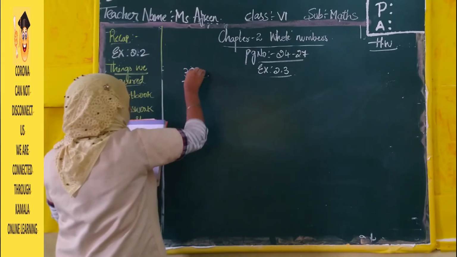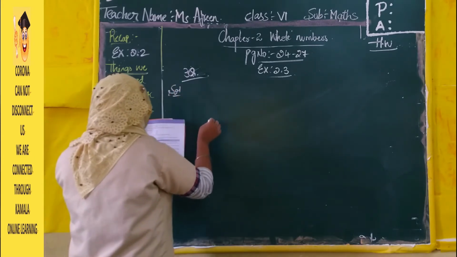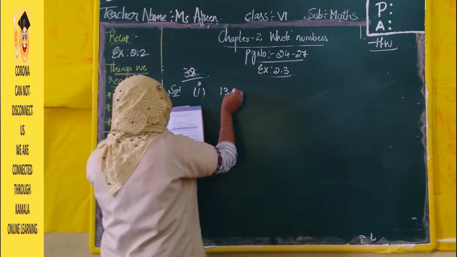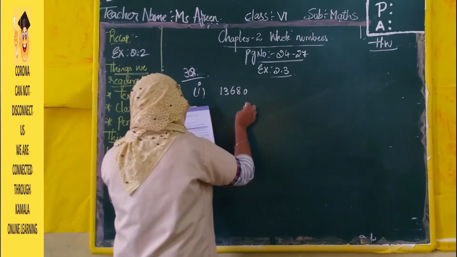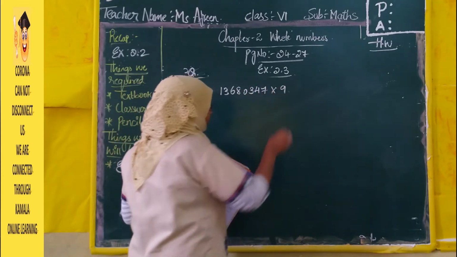This is not third, that is third question. So what is the answer we have first? First let us write Roman number 1. So 1, 3, 6, 8, 0, 3, 4, 7. We should multiply this with 9. This is the first one, right?